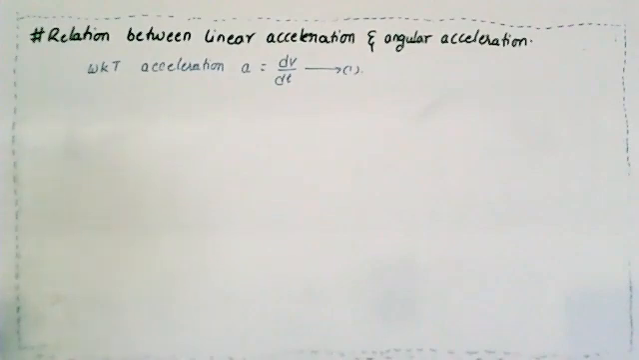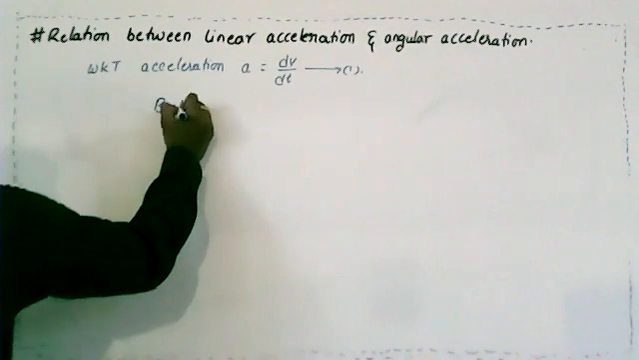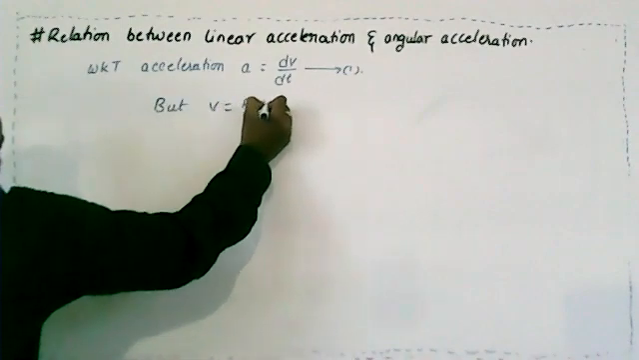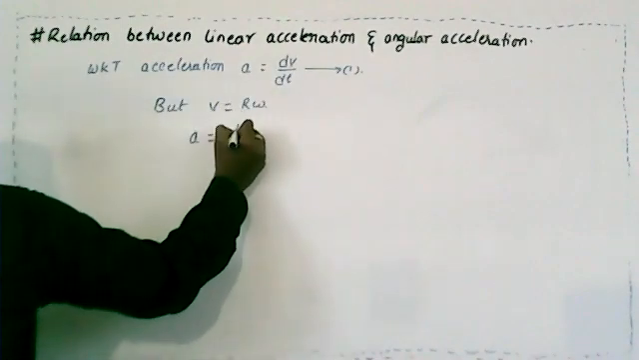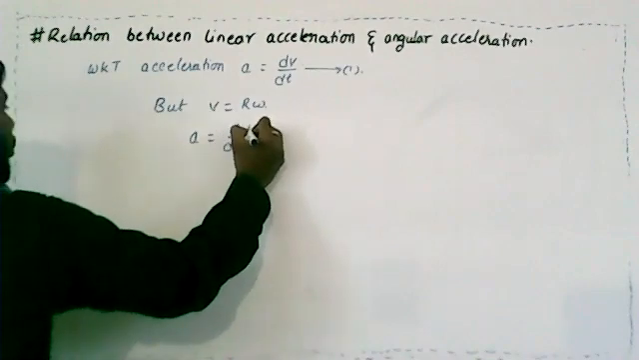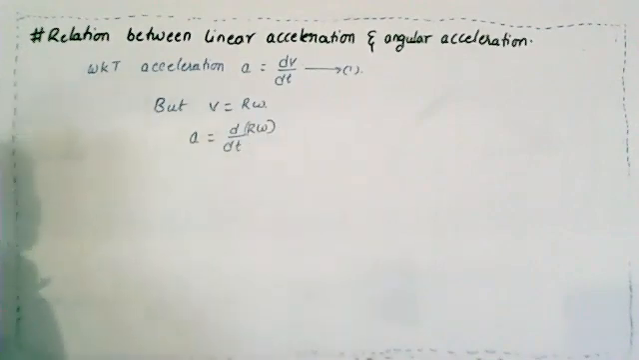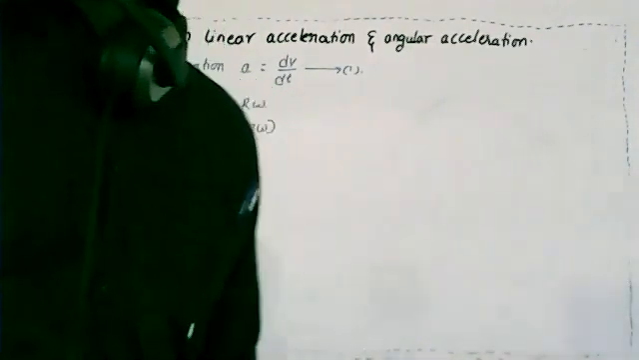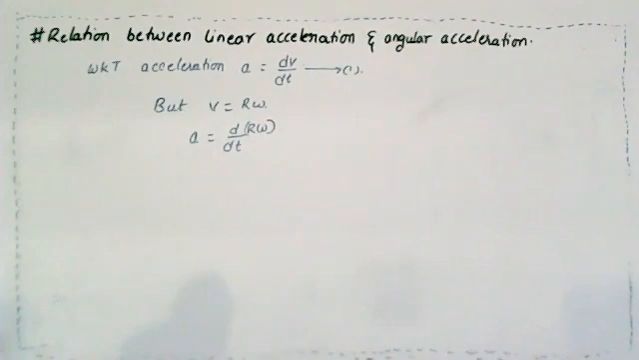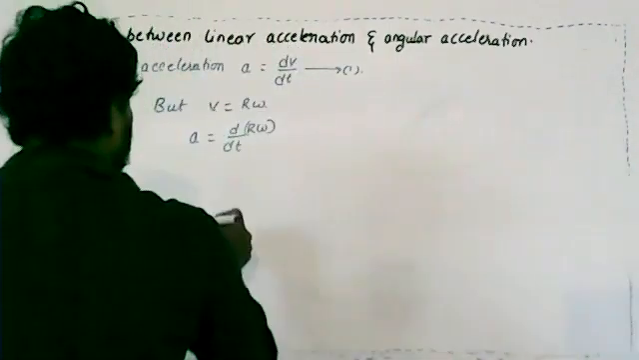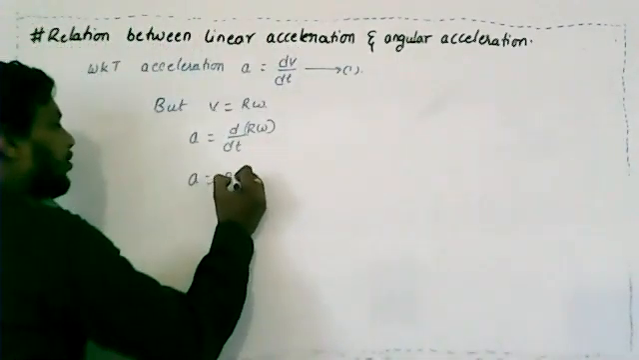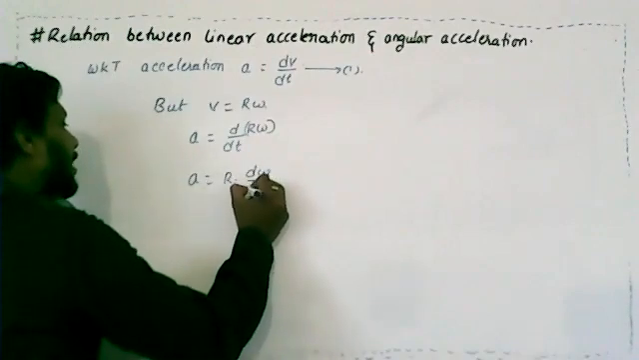But just now we discussed that V is equal to R omega. If you substitute V is equal to R omega in the above equation, then acceleration A is equal to d by dt of R omega. Now, in a uniform circular motion, radius remains constant. So take the radius out of the differentiation, then R into d omega by dt.